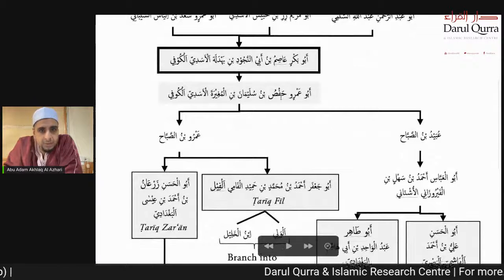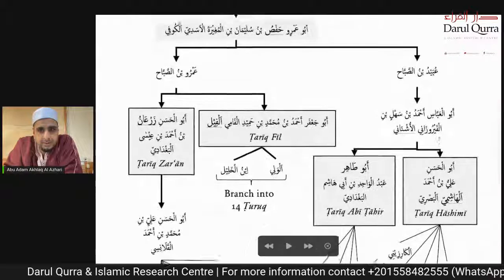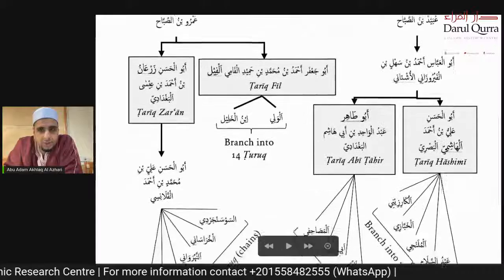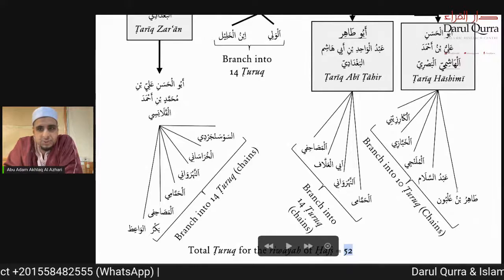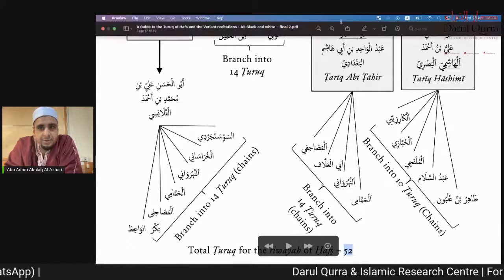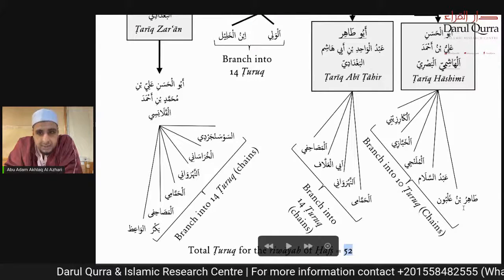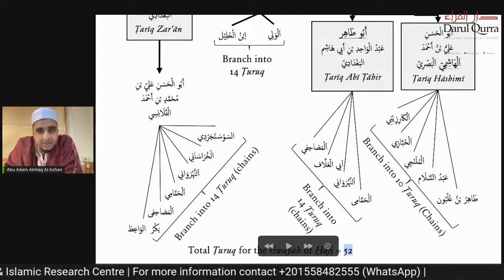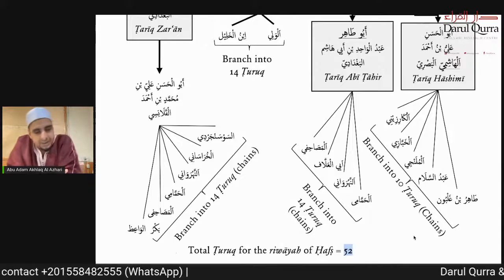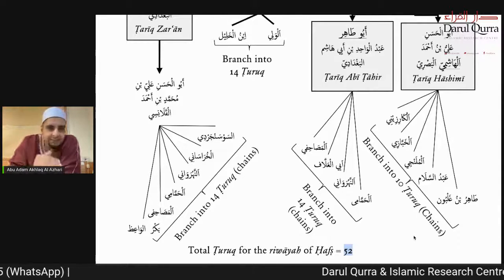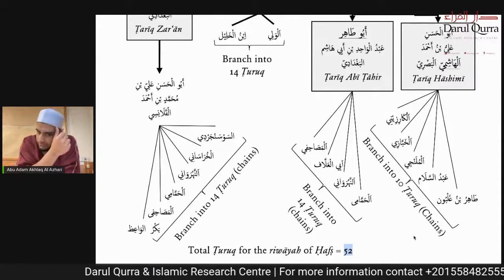So one chain would be from Asim to Hafs to Ubaid, to Ushnani, to Hashimi, then Tahir ibn Ghalbun, for example. That's one chain going up. This will be a second chain, a third chain, a fourth chain, a fifth chain. But then underneath Tahir ibn Ghalbun, there are other chains. Under Abdus Salam, there are other chains. So when we talk about turuq or tariq, a chain, we're talking about the individuals that are in that sanad, in that chain, from start to finish.